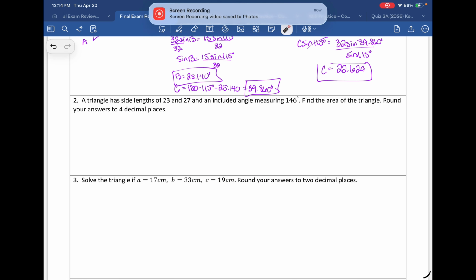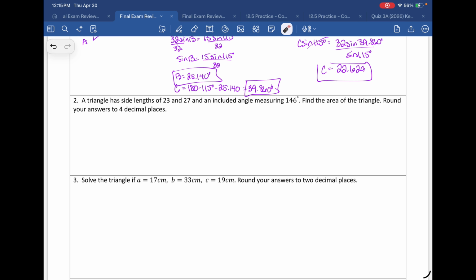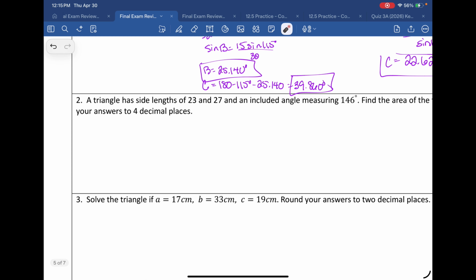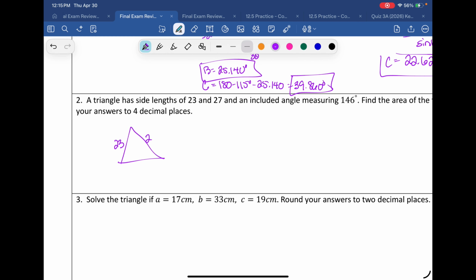Triangle has side lengths 23 and 27, including an included angle measure of 146. Find the area. Included means angle between. All right, so we do have a formula for area. It's 1/2 base times height. However, I don't have the height. All right, so we use law of sines. Area is 1/2 AB sine C. So 1/2 times 23 times 27 times the sine of 146.